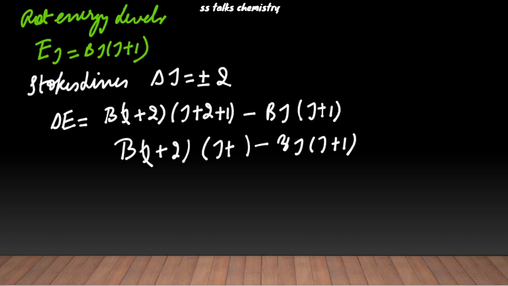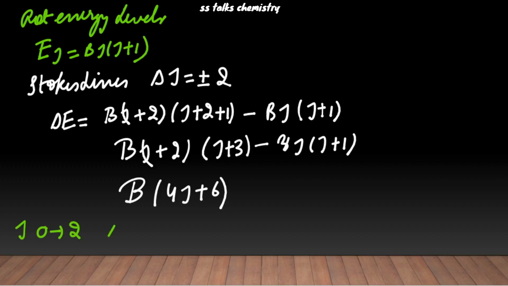So we can further expand this also. J plus, it is 3 over here. Here it is J plus 1. So we can expand this also. On solving all of this, you get the value B into 4J plus 6 as the delta E value. Right. Now various types of transitions are possible. So if you consider a transition from J value 0 to 2, the delta E value in that case will be B into 4. From the 0th level the transition is taking place, so that J value you have to take, so it will become 6B, right?